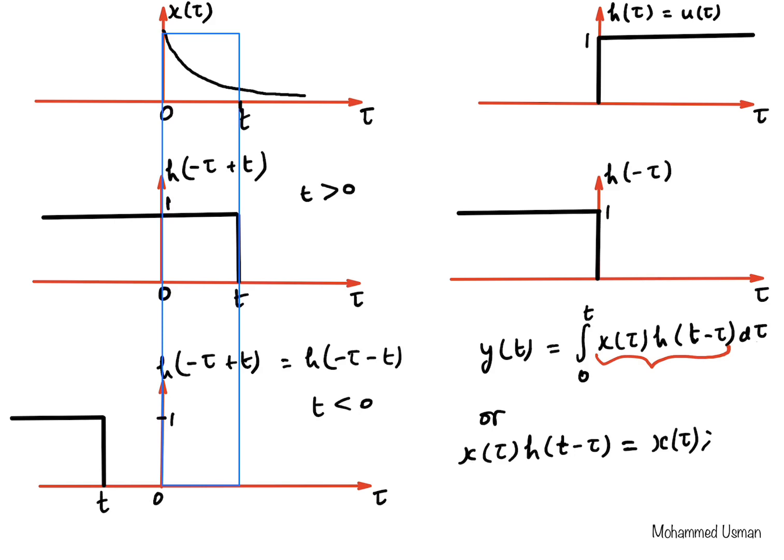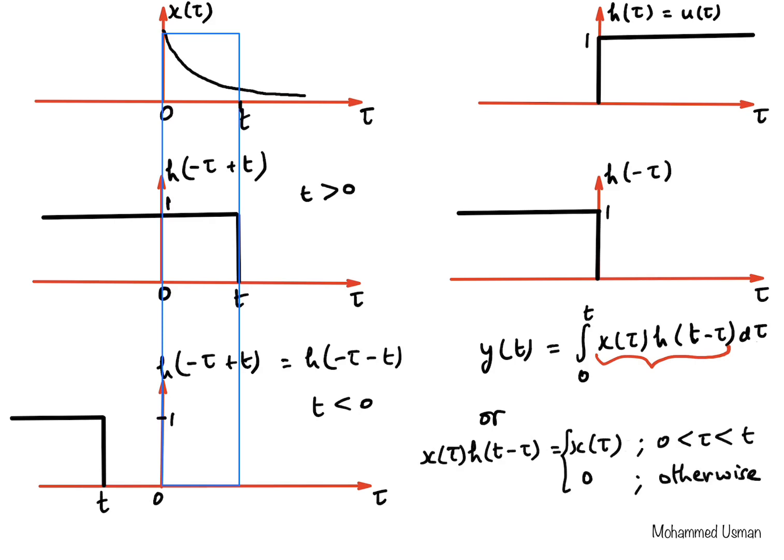x of tau when tau is between 0 and t, that is 0 less than tau less than t. Okay, let me rewrite that so it becomes clear. What we're saying is this product here, x of tau into h of t minus tau, is equal to x of tau because h of t minus tau is 1 in that range.